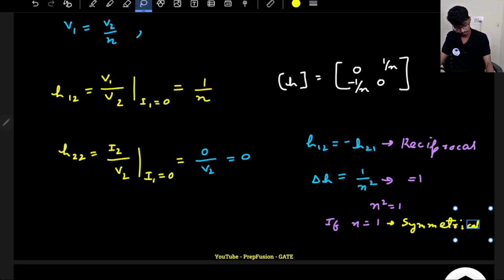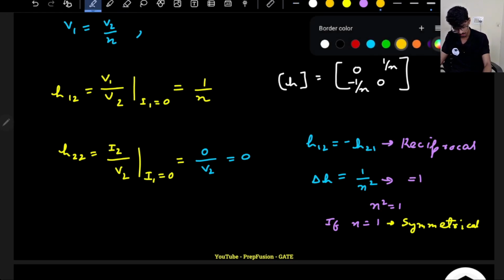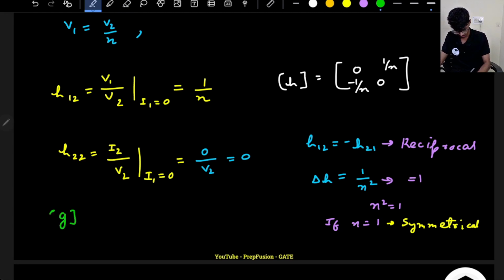Okay, so what else can I comment? I can comment about the G parameters. So how will you find out the G parameters? G parameters will just be the inverse of the H parameters. Okay, very simple and easy to understand.